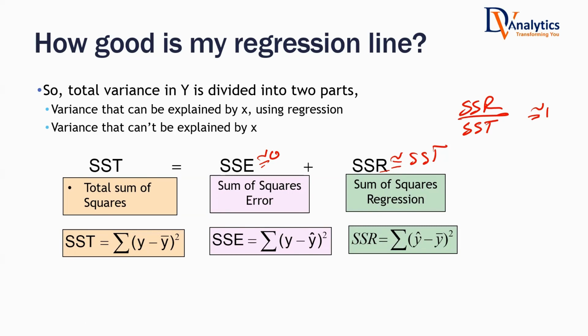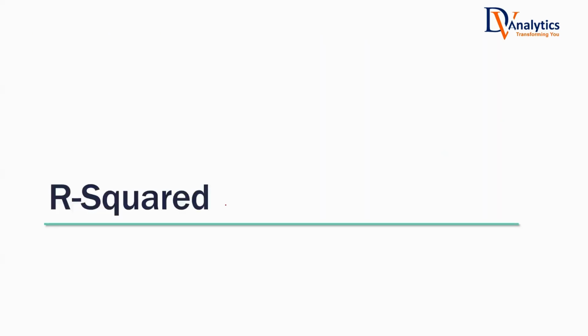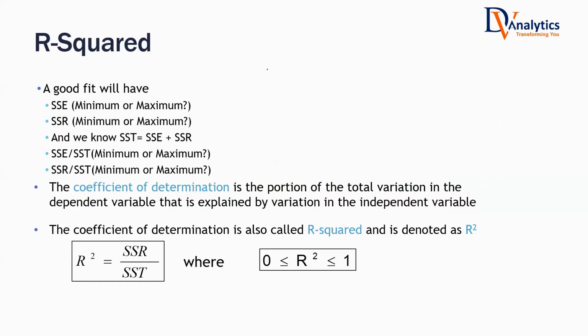That sum of squares of regression divided by sum of squares of total is known as R squared value. So for a good model, what should be the R squared value? Near to 1. The usual industry benchmark is when you are building a model, yes, R square should be near to 1.